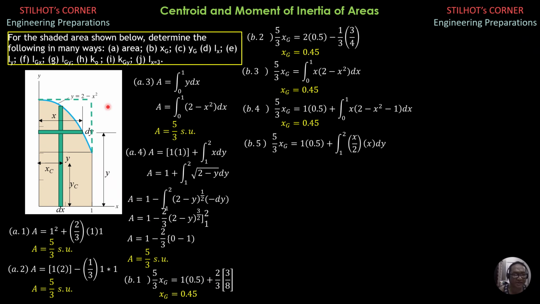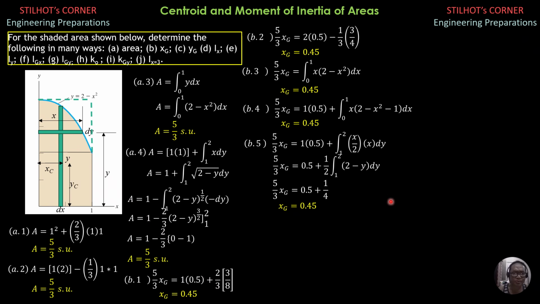Since x squared is 2 minus y, so that would be 5/3 xg equals 0.5 plus 1/2 integral of 2 minus y dy. x squared is 2 minus y from 1 to 2, so you can easily evaluate that and show that it is also 0.45. 0.5 plus 1/4. So xg is 0.5 plus 1/4, 3/4 divided by 5/3, so 0.45. 9 over 20, I think.